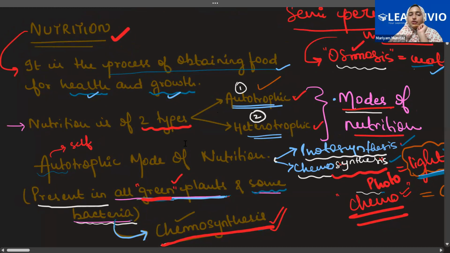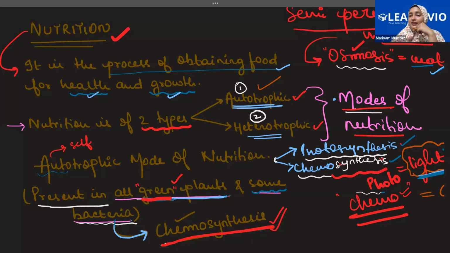Okay. Now, talking about nutrition, it is broadly of two types: the autotrophic mode of nutrition, and the heterotrophic mode of nutrition. Now, the autotrophic mode of nutrition is that kind of nutrition wherein the organism, it doesn't only mean plants, right? The organism, that is why I'm saying the organism, is capable of making or synthesizing its own food. That is what the autotrophic mode of nutrition means, right?